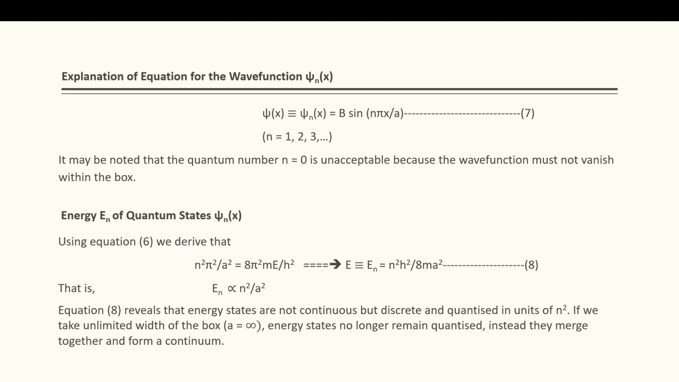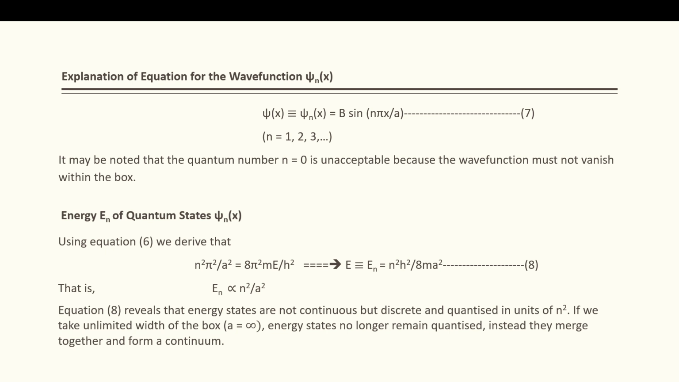Thus, we have evaluated the wave function psi n x equal to b sin n pi x over a, where n is an integer 1, 2, 3. Note that we have not included 0 because if we include 0, then psi x will become 0 and inside the box the particle will not be present at any point. The wave function must be continuous. So we are constrained to eliminate 0.